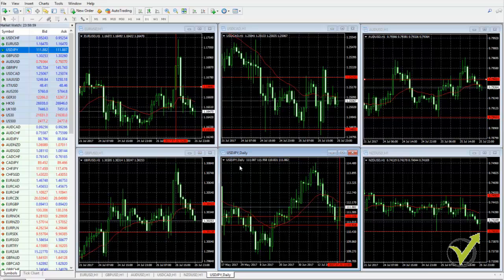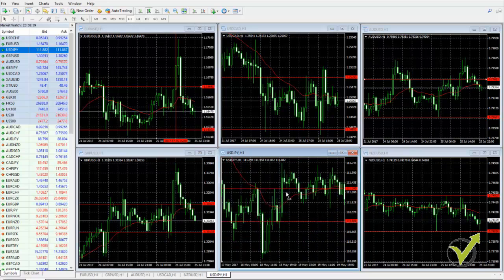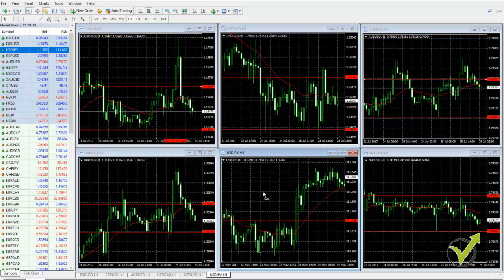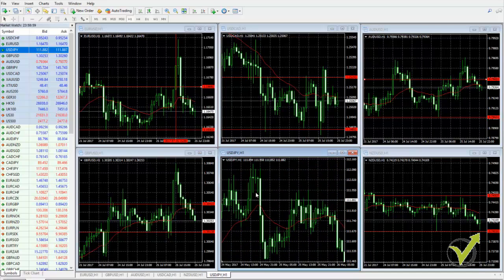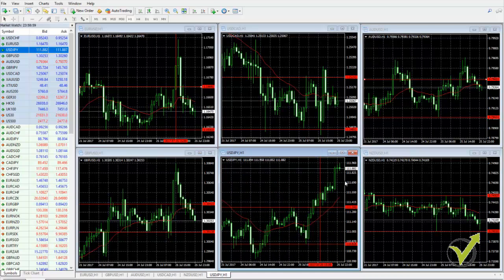But the right answer, guys, is not euro dollar and it's not dollar yen. The right answer is euro yen. One more time: the right answer is euro yen.